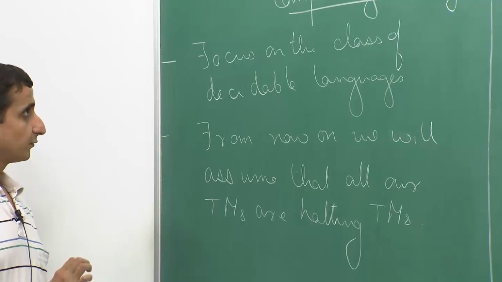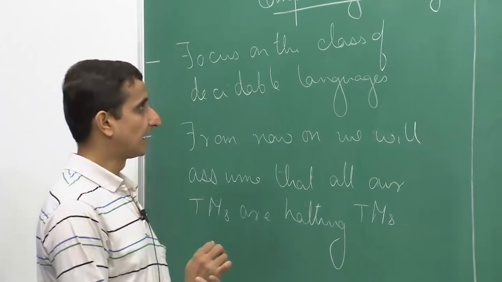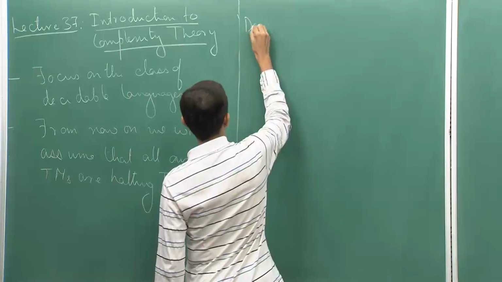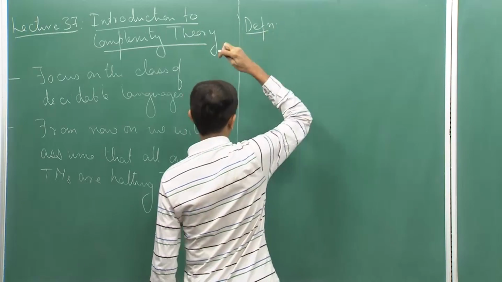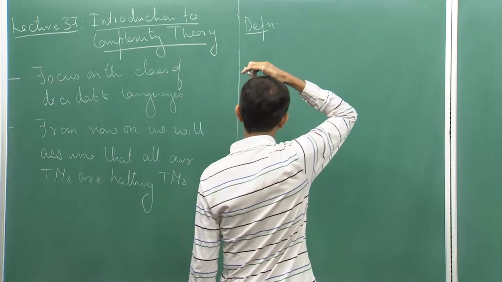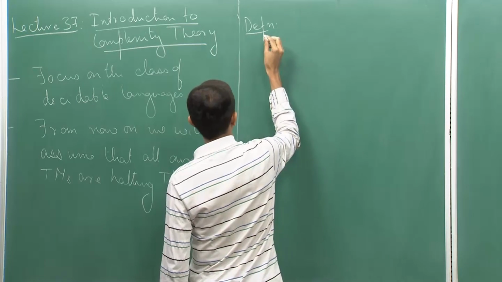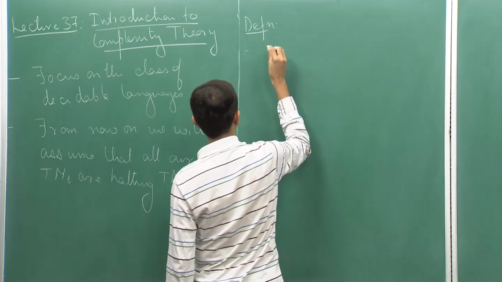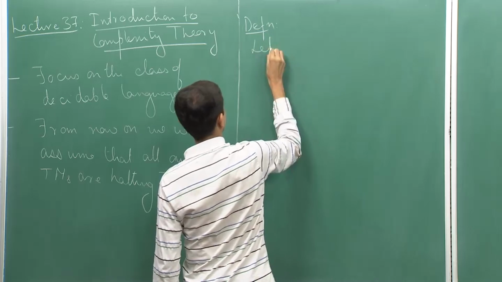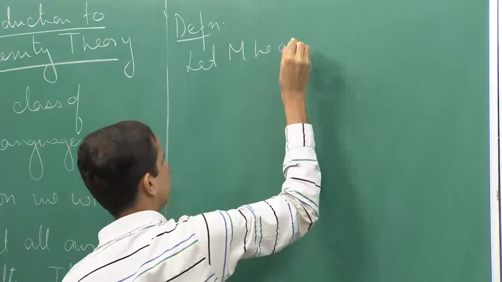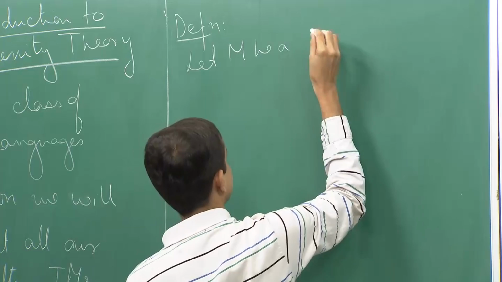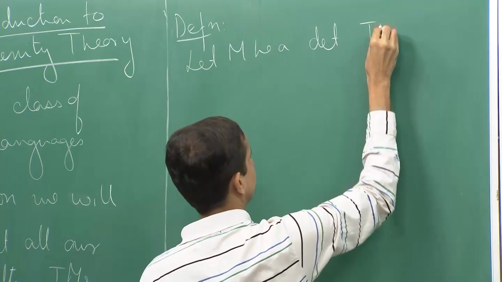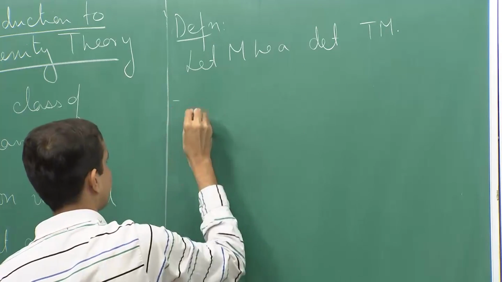So, first we need to define what we mean by running time and space used by a Turing machine. So, let us look at a few definitions. So, let M be a deterministic Turing machine.